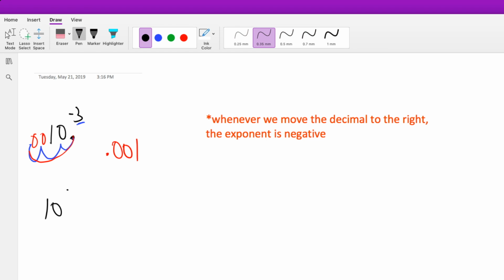Let's try again with a different problem. 10 to the negative fourth. All right, where does our decimal start? Starts right over here. Move it over 4 times. 1, 2, 3, and 4. Fill those spots in with zeros. 0, 0, 0. And then where does our decimal go?